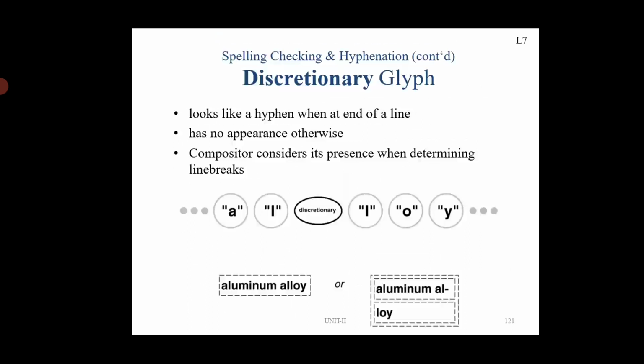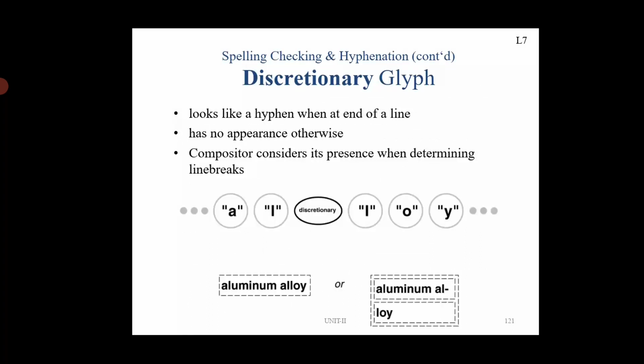A discretionary glyph looks like a hyphen when at the end of a line. When it is not at the end of a particular line it has no appearance, otherwise the compositor considers its presence when we are determining or constructing the line breaks. Here we look at this diagram. Here is an A within double quotes, a discretionary, and so on. This is aluminium alloy or aluminium alloy. We are giving some figure representation of a discretionary glyph. It looks like a hyphen when at the end of a line. It has no appearance otherwise, but it is considered when we are constructing the line breaks.